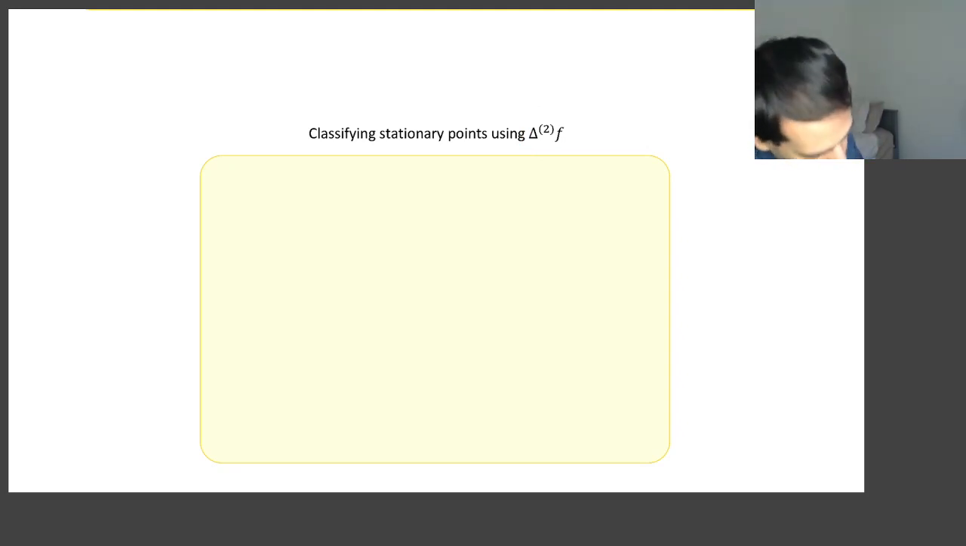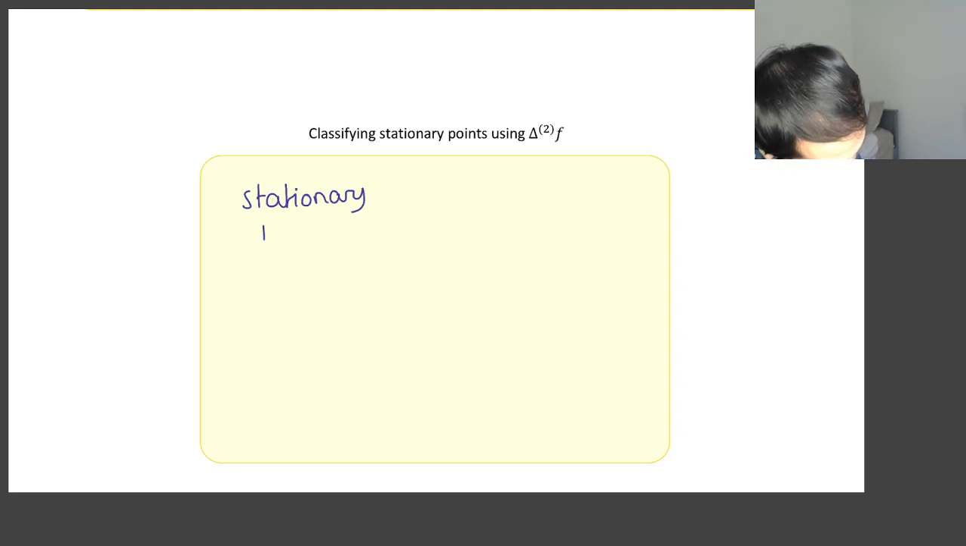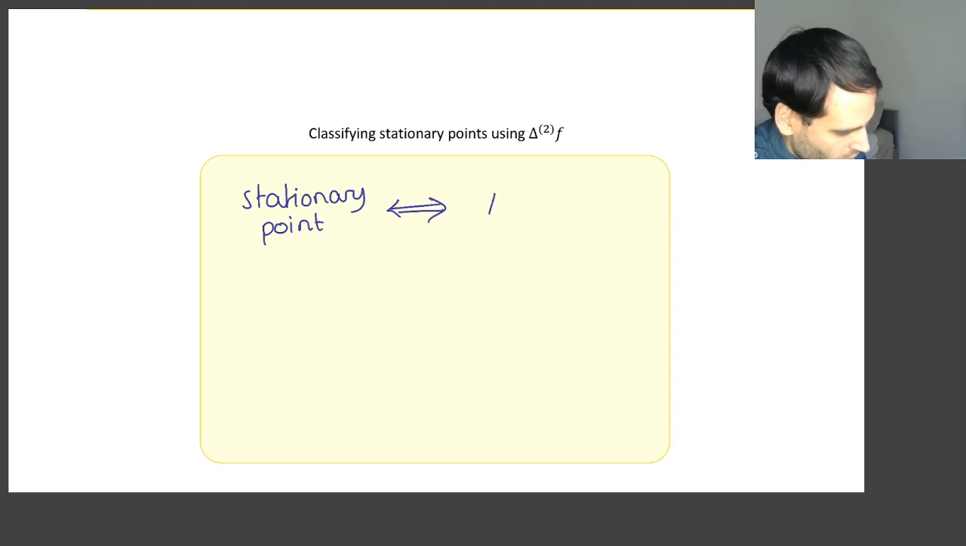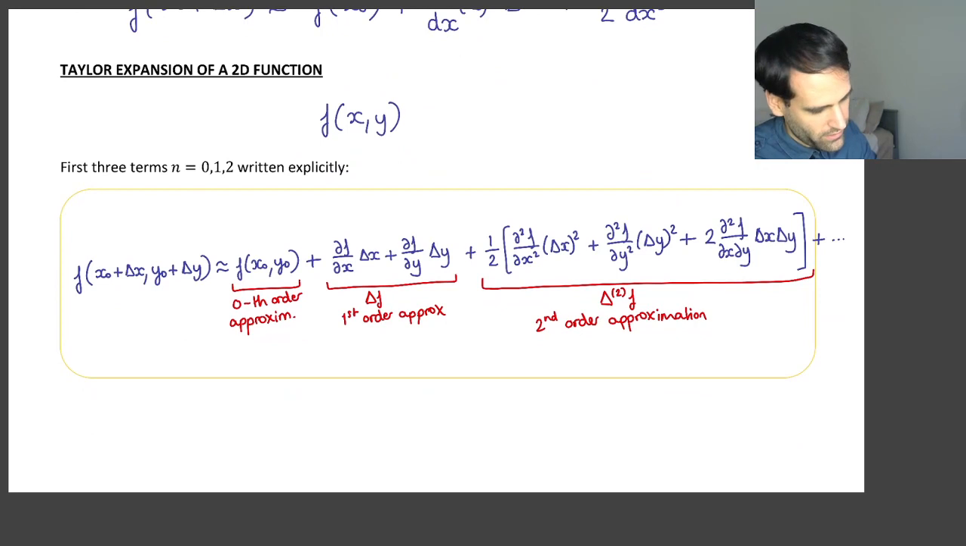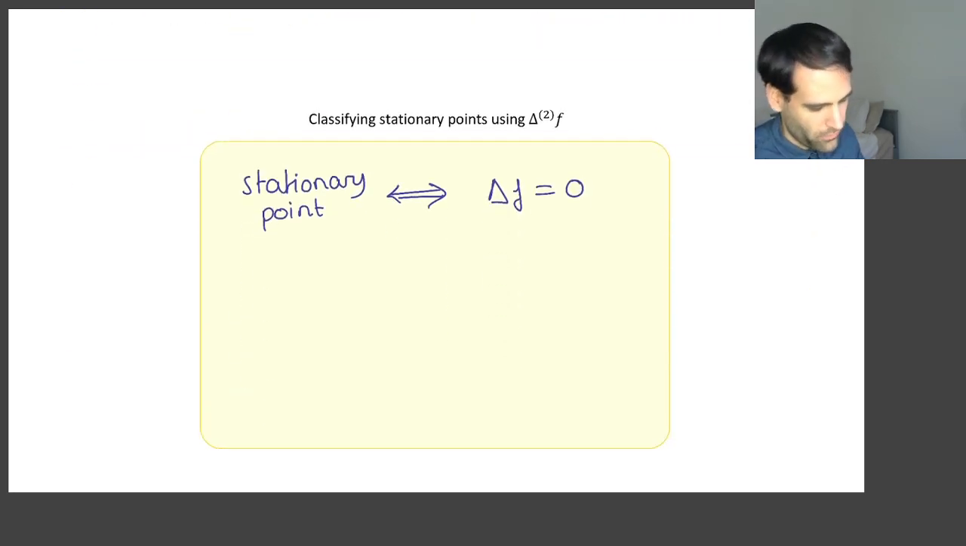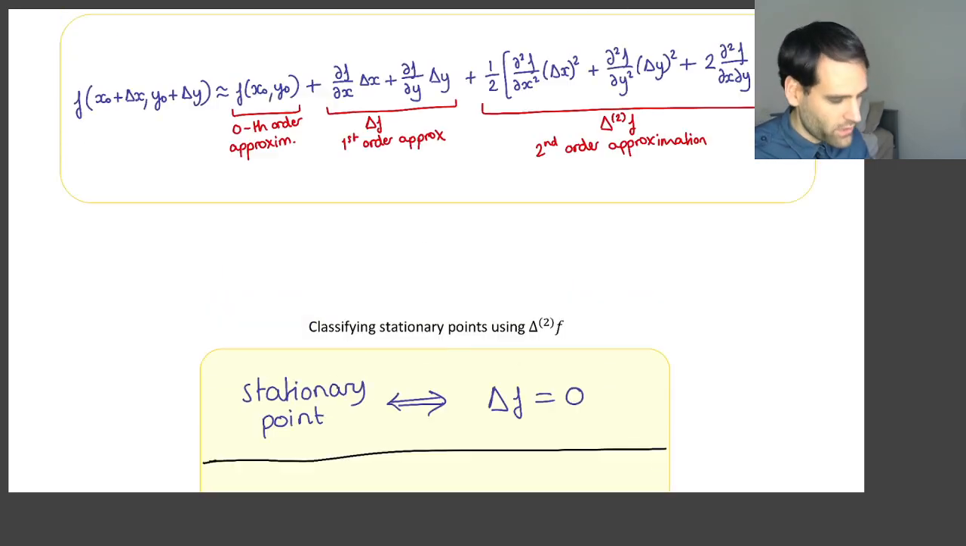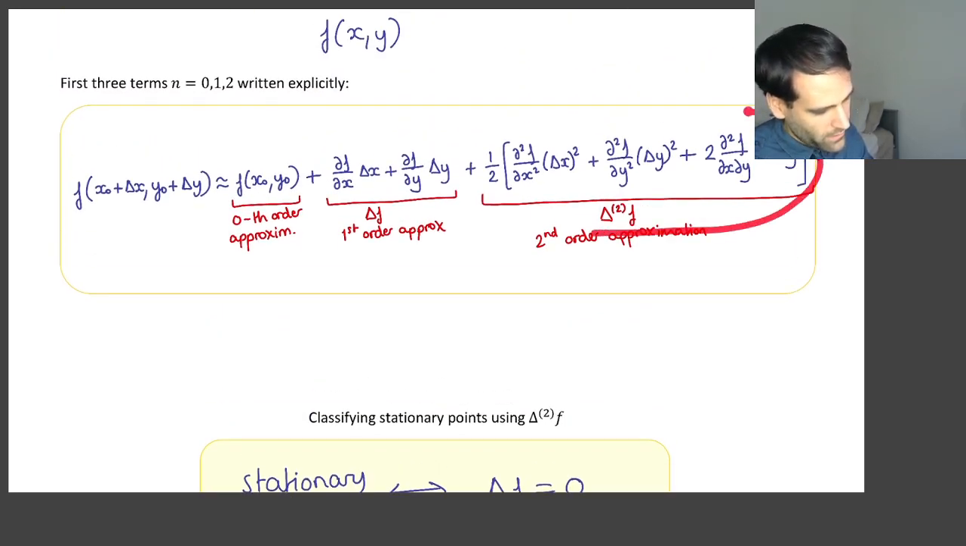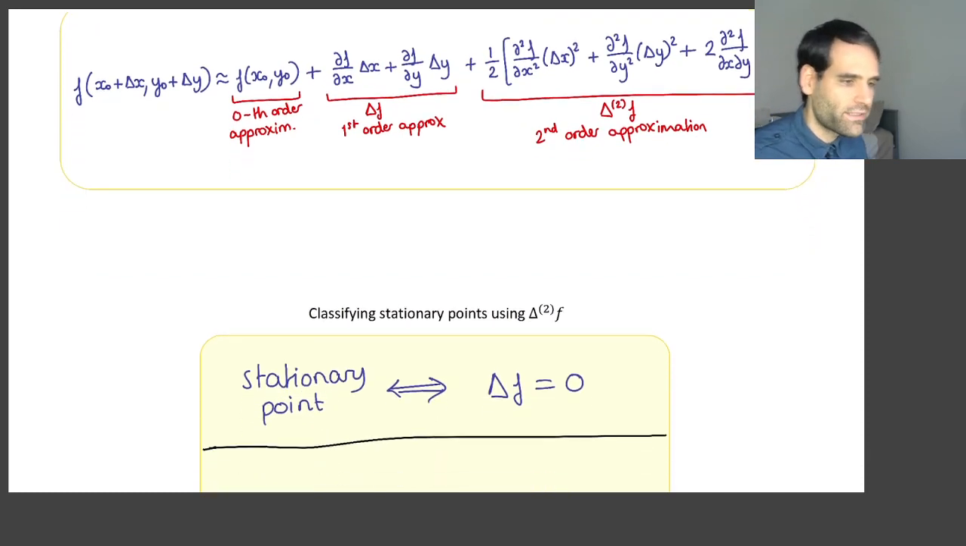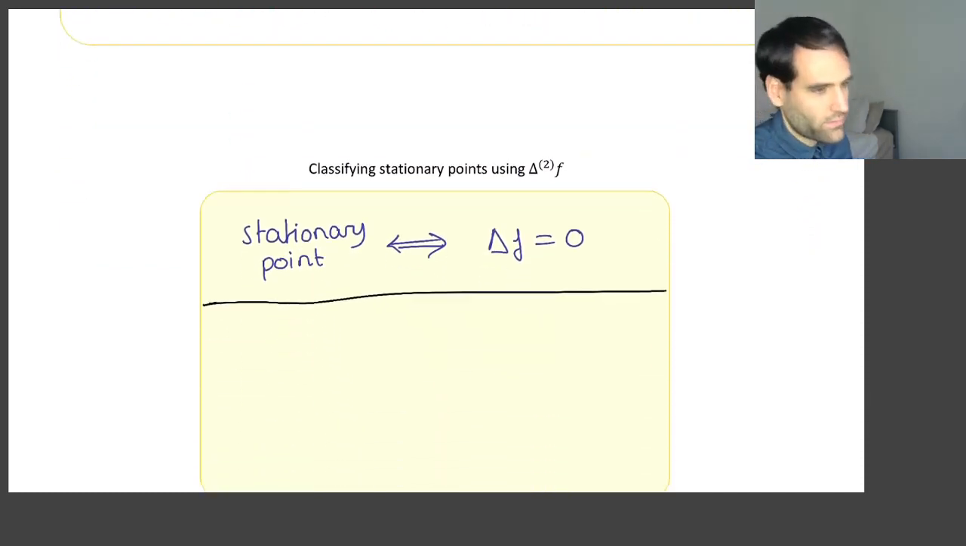So let's summarize what I said earlier. A stationary point is any point in which the first order correction is equal to 0. Okay, so when this delta f goes to 0, this is a stationary point because both partial derivatives are 0. So that we already knew. But now we can use the second order correction in order to classify the points. So this is how it works.